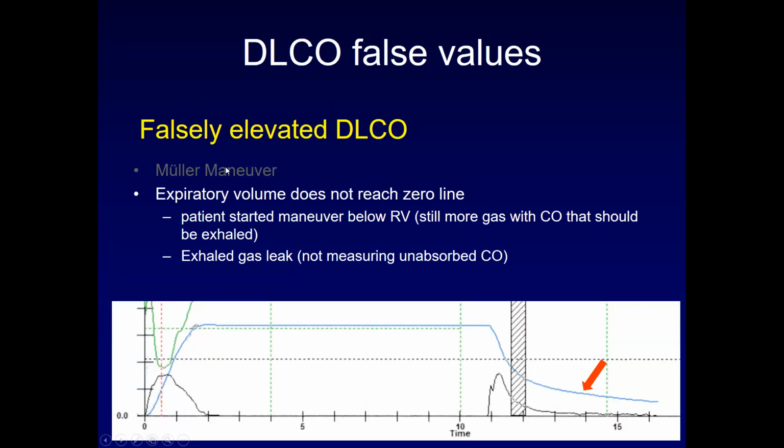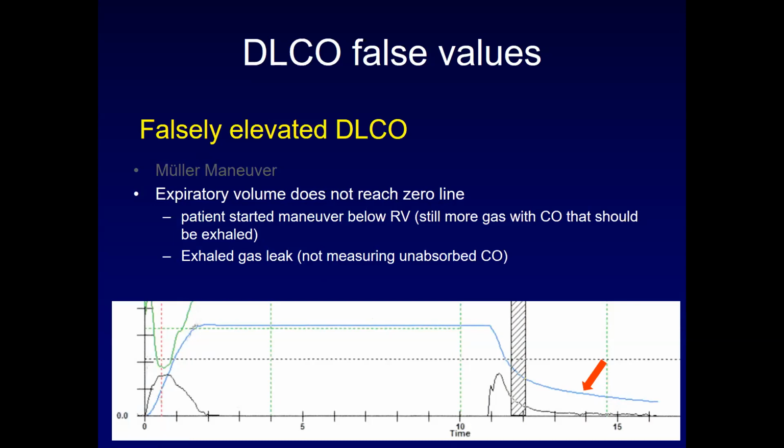So the second one is the expiratory volume doesn't reach the 0 line. So you can see here that this is staying above the 0 line. That means the patient started the maneuver below residual volume. And there's still more gas with carbon monoxide that should have been exhaled. It's sitting in the chest. It's not been absorbed. It just hasn't been blown out either. So that's going to lead to the falsely elevated diffusion capacity.